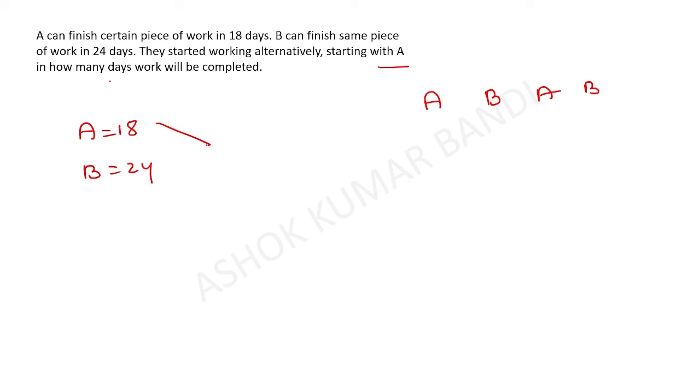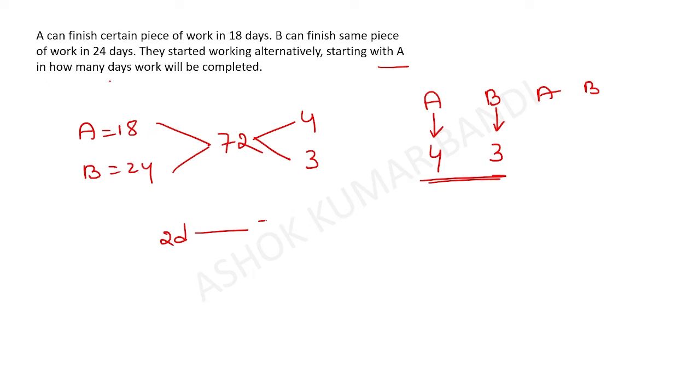Let's go. What is the LCM of 18 and 24? Let's take 72 chocolates. A can eat 72 chocolates in 18 days, meaning 4 chocolates per day. B can eat 72 chocolates in 24 days, meaning 3 chocolates per day. Now, on the first day A is eating, so he can eat 4 chocolates. On the second day B is eating, he can eat 3 chocolates. If they are eating like this, how long will they take to finish all the 72 chocolates? That's what you need to find out here. If you observe here, in 2 days they can eat 7 chocolates.